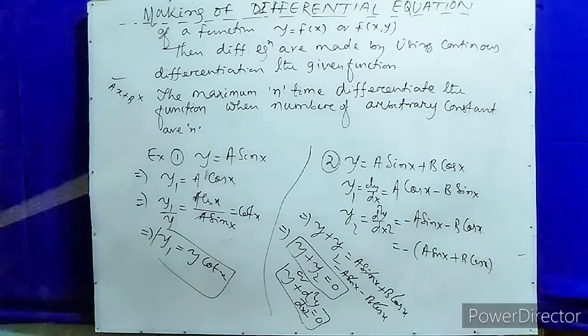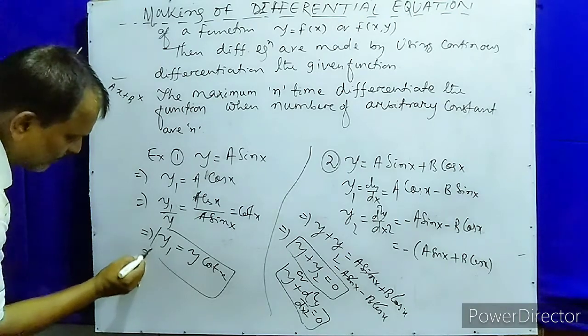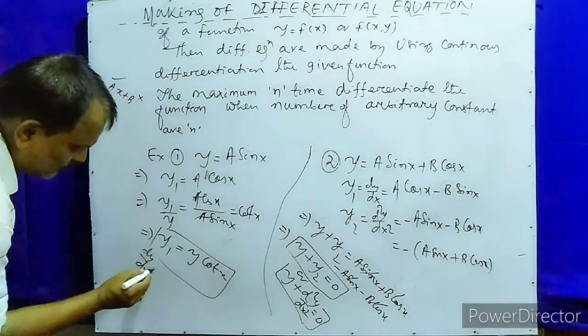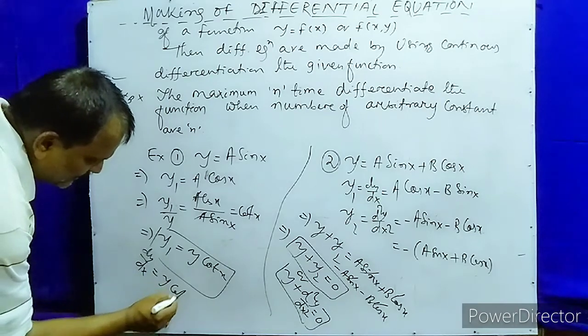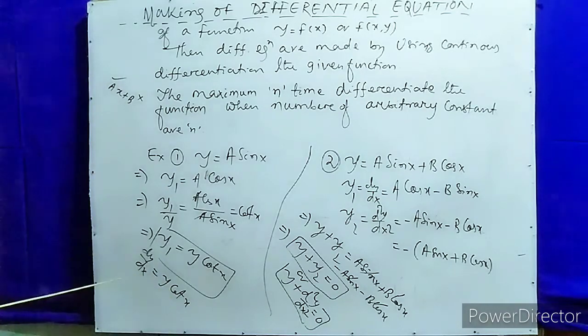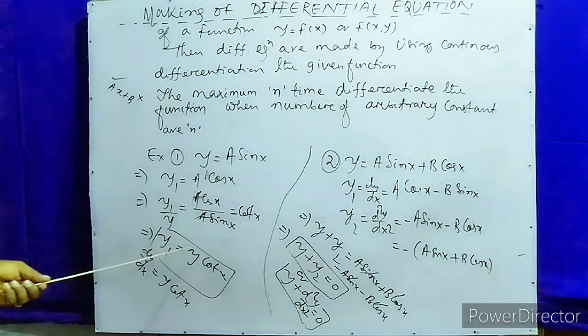Here you can also write dy by dx equal to y cot x, because y1 equals dy by dx. You write either y1 equal to this, or dy by dx equal to this.